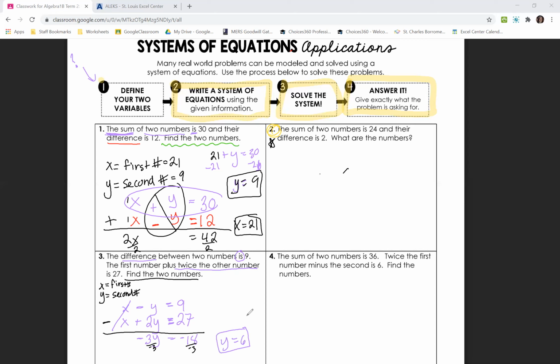Sorry, they don't leave a whole lot of room in here. If you decide you want to work it out on a separate sheet of paper, go for it. Or, you know, write a little bit smaller. I feel like I got to write big for you guys though. Maybe I'll make the screen bigger.